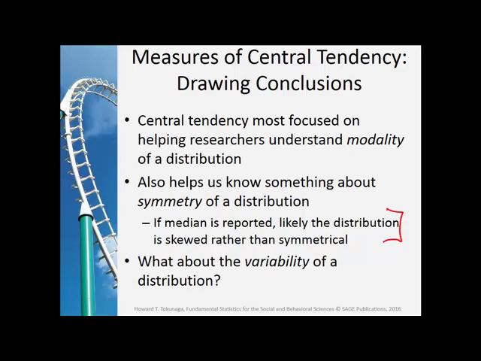If your distribution turns out to be asymmetrical, which means that one of the directions pulls on the mean, you're also going to want to consider reporting the median.